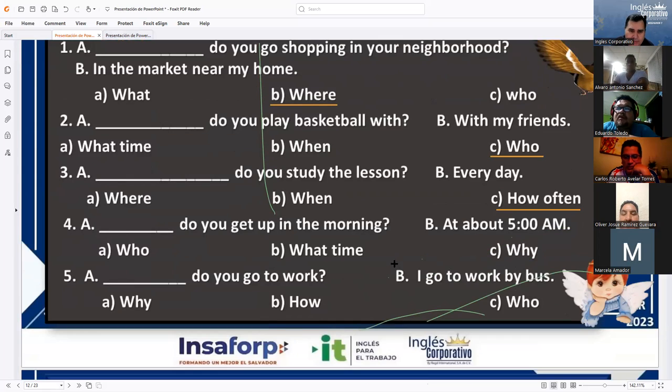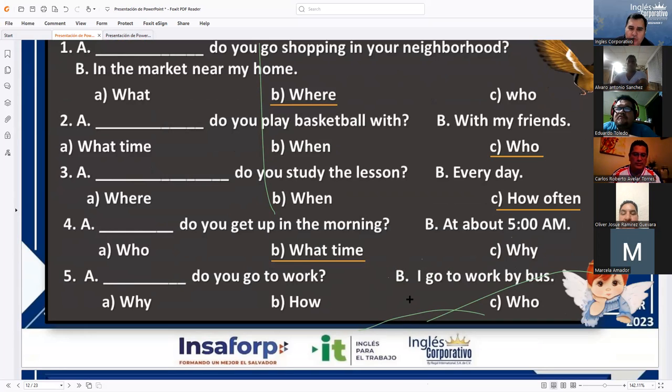Number four. Do you get up in the morning at about 5 a.m.? What time? What time do you get up in the morning?